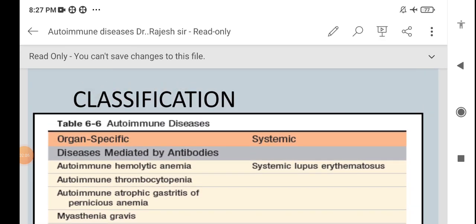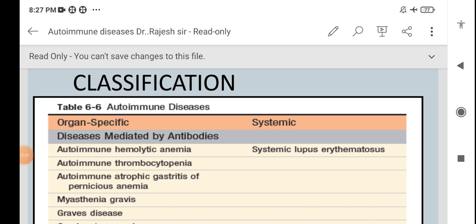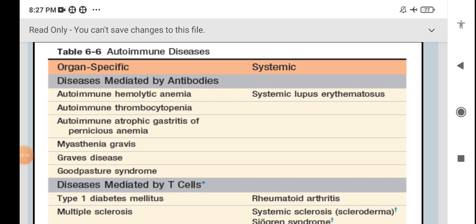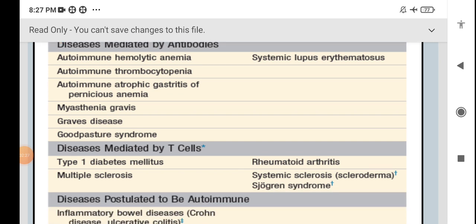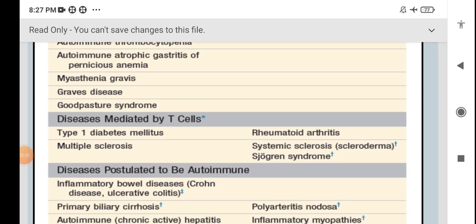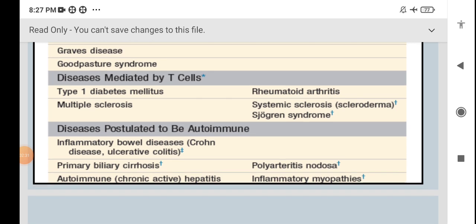Coming to the classification of autoimmune diseases, the organ-specific ones. Diseases mediated by antibodies: autoimmune hemolytic anemia, autoimmune thrombocytopenias, autoimmune atrophic gastritis of pernicious anemia, myasthenia gravis, Graves' disease, Goodpasture syndrome. Now, diseases mediated by T cells: type 1 diabetes mellitus, multiple sclerosis.